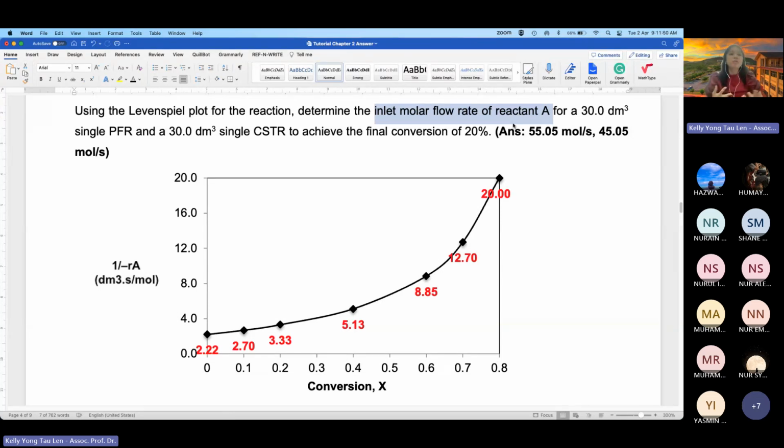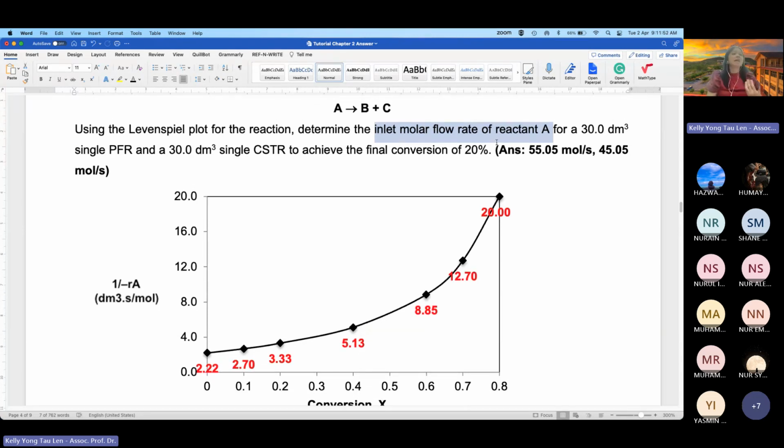And then you know that molar flow rate must always refer to a certain compound. In this example, you have three compounds, so it can be the molar flow rate of A, B, or C. But they mention reactant A, meaning this is the molar flow rate of compound A. So it can be either FA or FA naught. What's the difference? FA naught always refers to the inlet molar flow rate. Naught indicates zero, the initial molar flow rate of A. FA is the outlet molar flow rate of A, or the molar flow rate of A during or after the reaction.